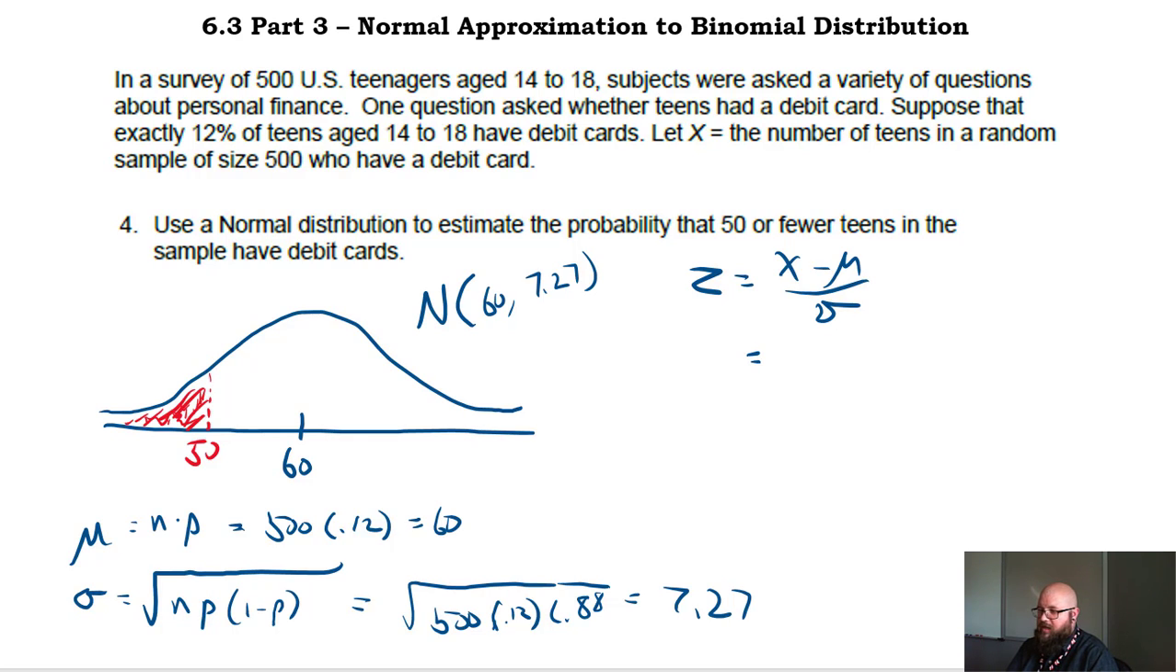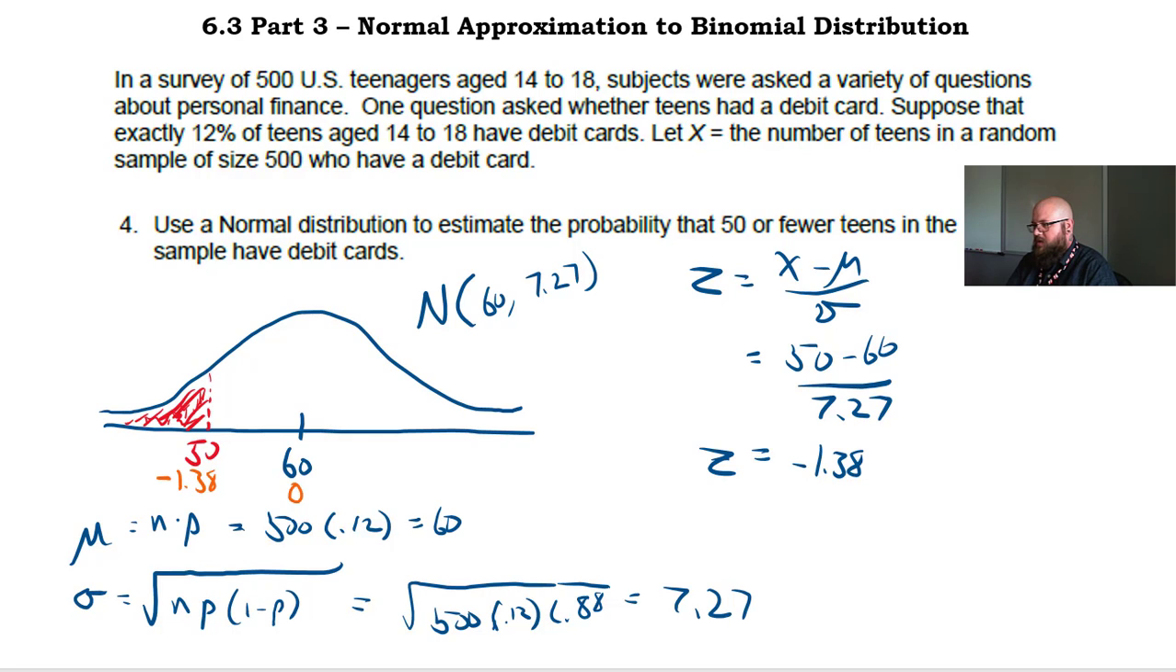Well, we have all those values except for our z. So we can find that by saying 50 minus 60 over 7.27. Therefore, our z-score is going to equal negative 1.38. In other words, the z-score is 0 here, and this is negative 1.38 for the value of 50. So we can go into doing our normal CDF, or normal distribution, and we'll do that in Desmos.